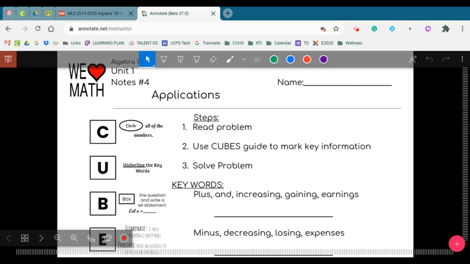Okay, so this is going to be the video over Unit 1, notes number 4, I'm sorry. So this is going to be our applications video, so we're going to start our word problems with this. I'm going to talk about how we are going to approach word problems every time I see them.